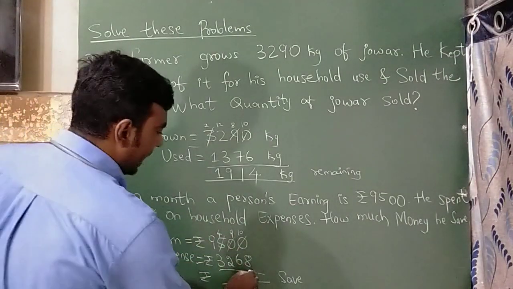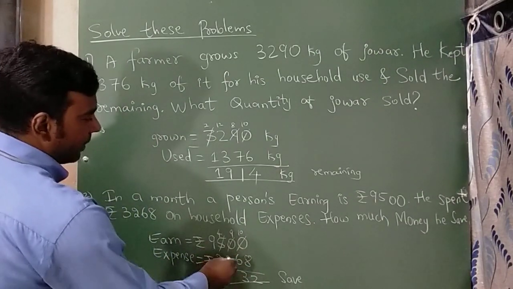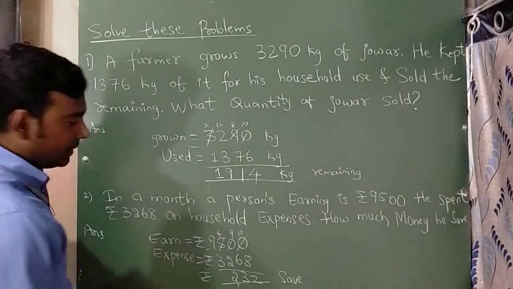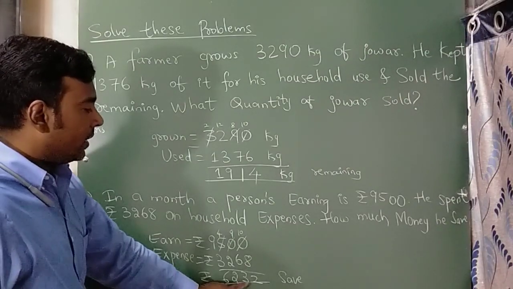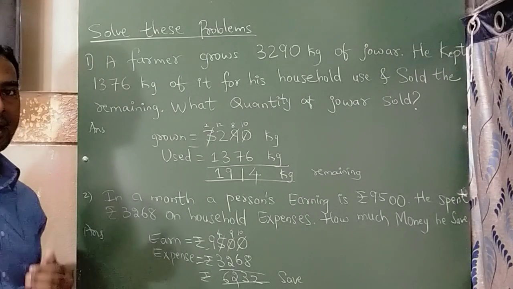So 10 minus 8, 2. 9 minus 6, 3. 4 minus 2 is 2. 9 minus 3 is 6. So 6232 rupees is saved. Fine. So let's move on to the next sum.